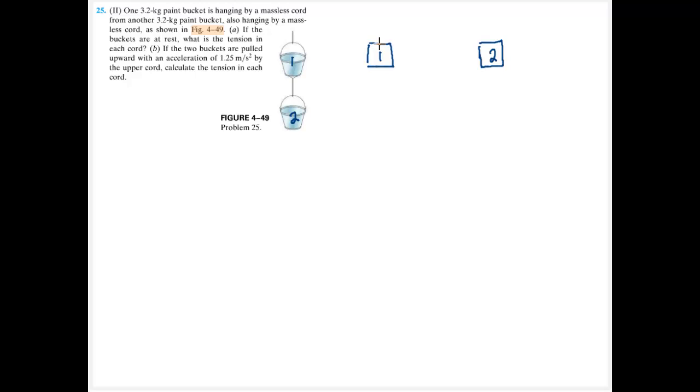Now, bucket number 1 is being supported by some tensional force up here. I'm going to call that force of tension on bucket 1. It's going to be that guy right there. It's going to always have its weight, mass of bucket 1 multiplied by gravity. And lastly, it's going to have some force of tension from bucket number 2. I'm going to draw that guy right there, force tension number 2.